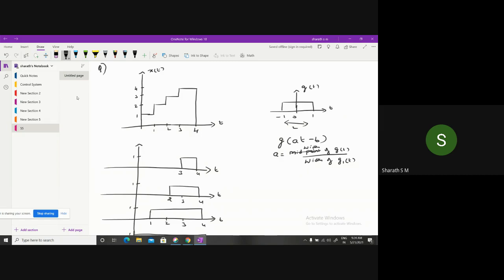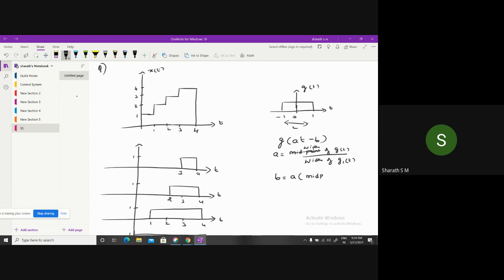And then b is equal to a into the midpoint of g1 of t. Write down these two equations. So a is equal to width of g of t by width of g1. b is equal to a into midpoint of g1 of t.